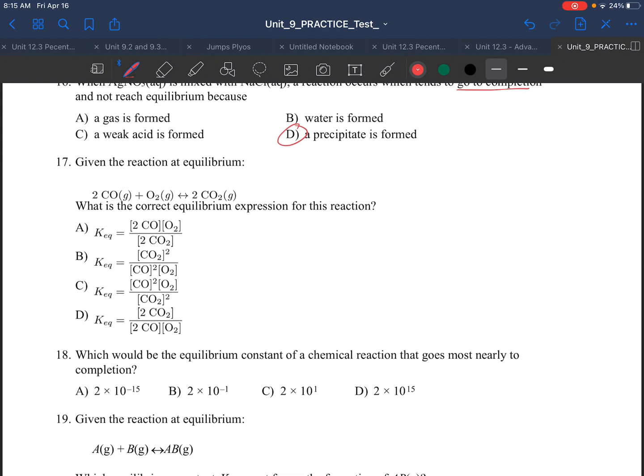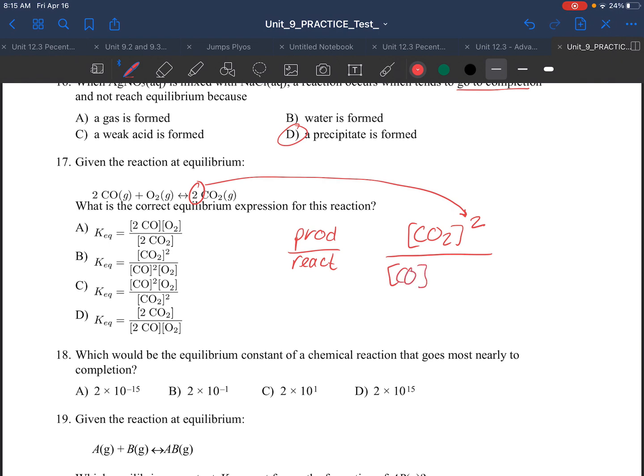All right, number 17. What is the correct equilibrium expression? So this is working on writing mass action or equilibrium expressions. It's always products over reactants. In our case, we have that CO2 as our product, so we know that we want the concentration of CO2. We use that coefficient as the power. That's the only product and then we'd put that over CO, which has a 2, so power of 2 times O2's concentration. And so the correct answer here will be B.